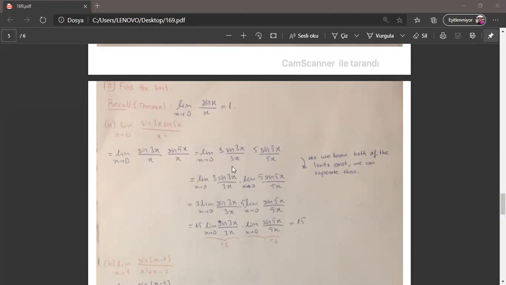Okay, so we can now separate the limits because we know they both exist by the theorem. Okay, we can separate it with these two limits. We write this 3 outside of the limit, and for 5 we do the same thing. So outside of the limits we have 15. Now by the theorem, this will be equal to 1 and this is equal to 1 again. So we have 15.